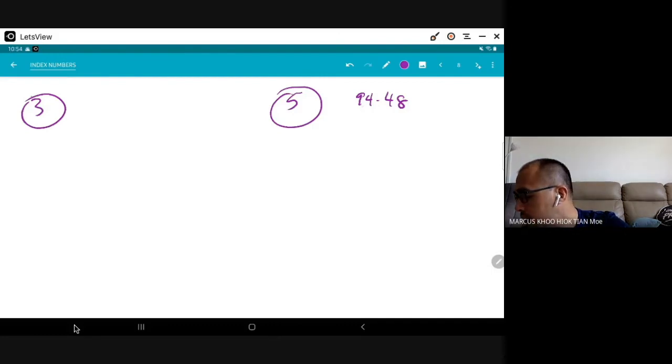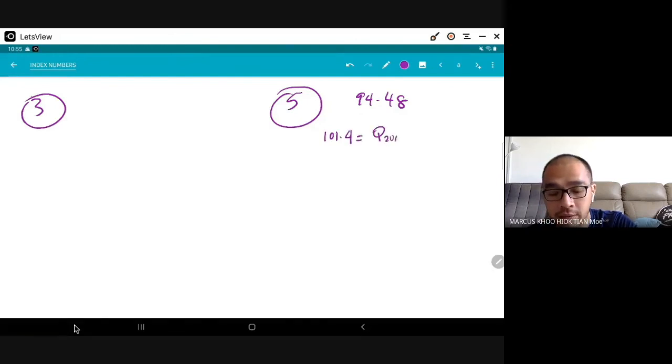So it says that 2011 and 2012, based on the year 2010, is 101.4 and 95.8. So we have to put this correctly. So 101.4 is the price of 2011 over 2010, because that's the base year, times 100. And then the second one, 95.8 is 2012 over 2010 times 100.